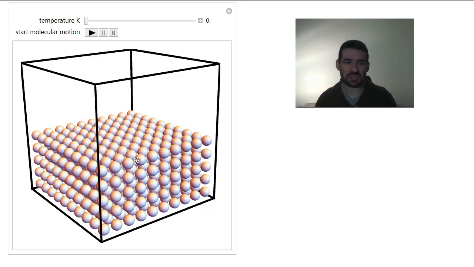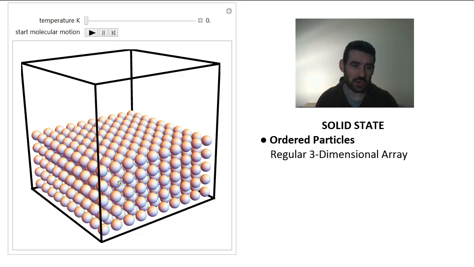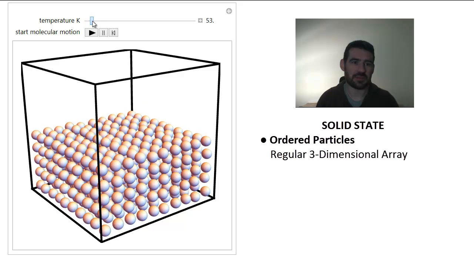This is characteristic of a solid. A solid has this long range crystalline or very ordered structure. And at the moment we have it down at 0 Kelvin. Remember, Kelvin is a unit of temperature, and this is the coldest you can get. So let's increase the temperature a little bit here and see what happens.